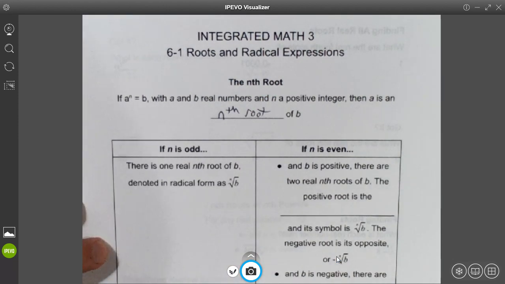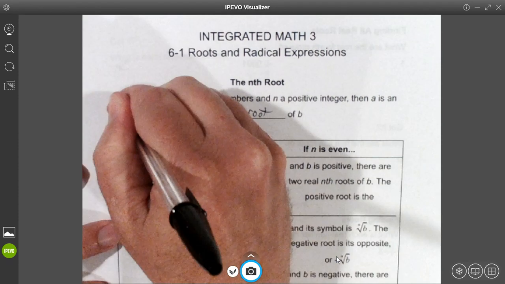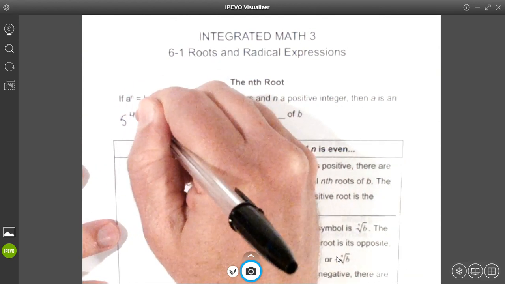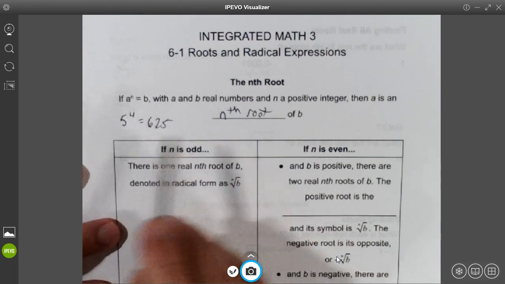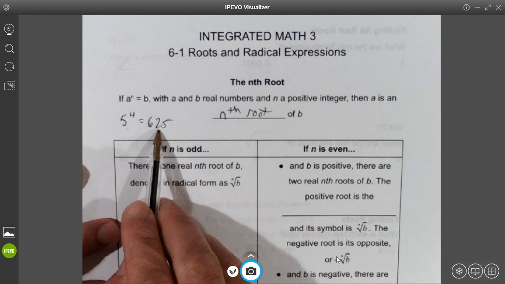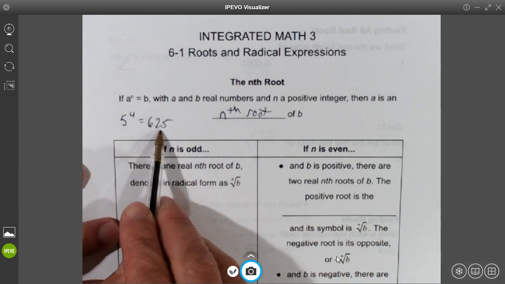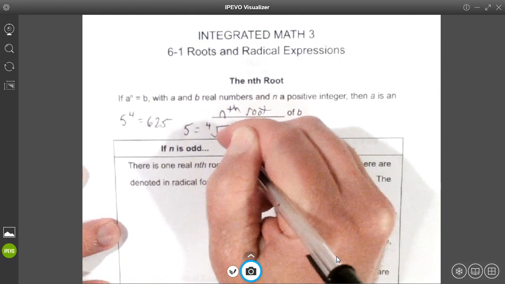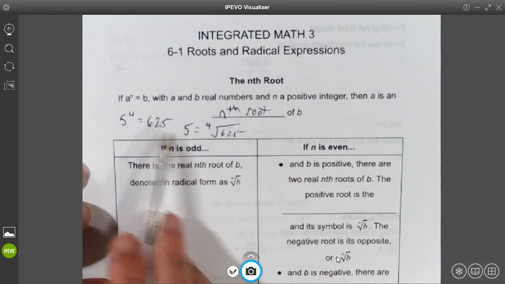Let's fill in some numbers here. If A is 5 and n is 4, that would be 625, I think. So we say that 5 is a fourth root of 625. If 5 to the fourth power equals 625, then 5 is what's called a fourth root of 625. So this idea of roots and radical expressions is kind of the inverse of exponents.